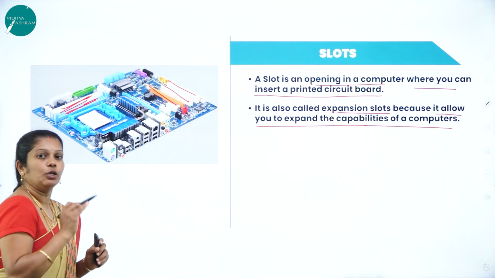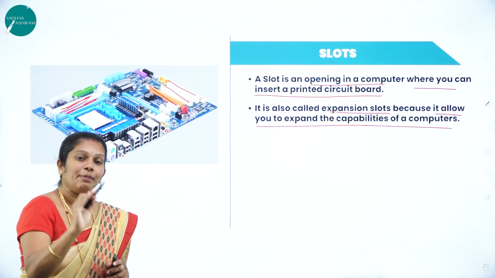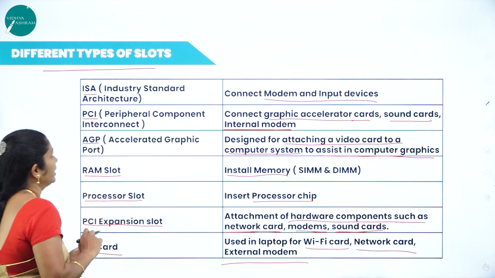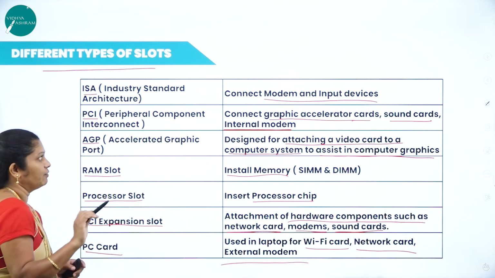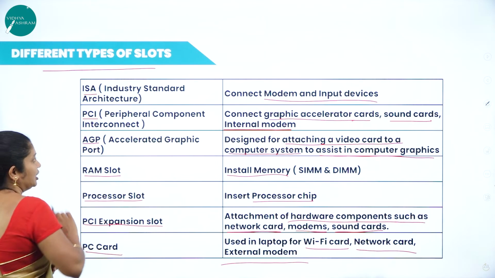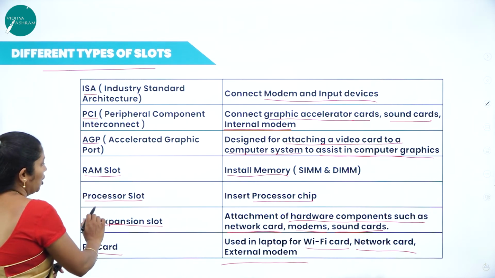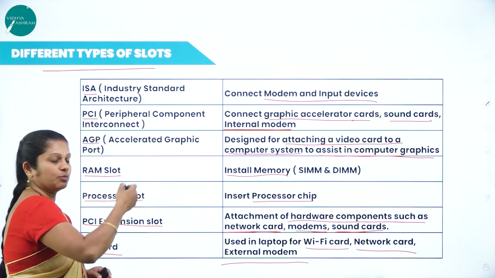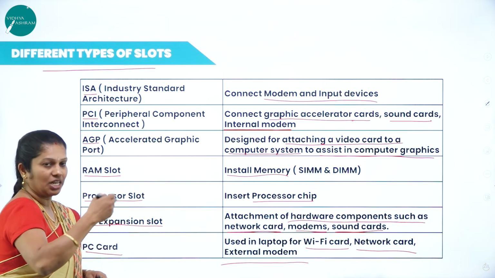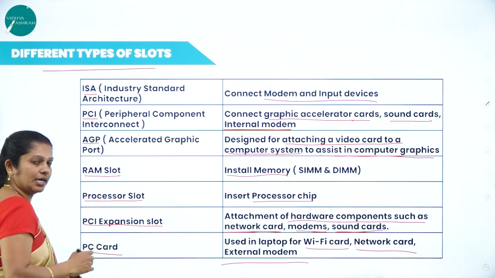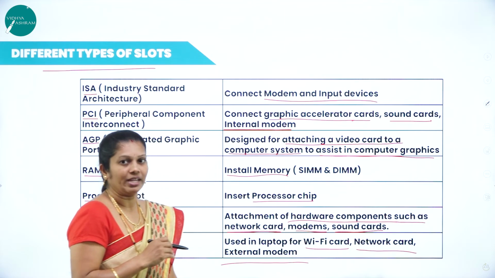Then the slots are nothing but openings in a motherboard. There we can insert the printed circuit boards. When we come to types: ISA, Industry Standard Architecture; PCI, Peripheral Component Interconnect; AGP, Accelerated Graphic Port; RAM for memory purpose; processor to increase the performance and processing speed; PCI expansion slot to attach additional hard disk and so on; PC cards to insert and use in laptops for Wi-Fi connection.